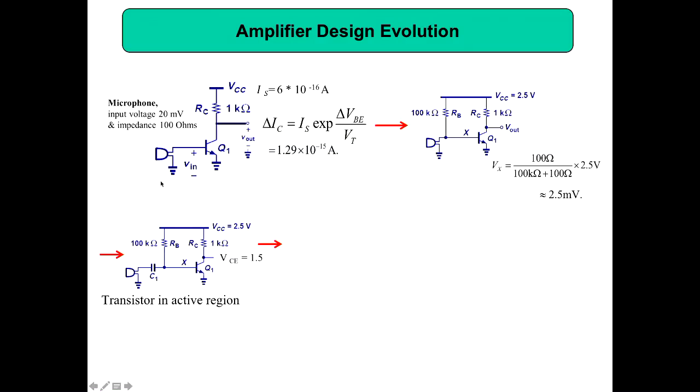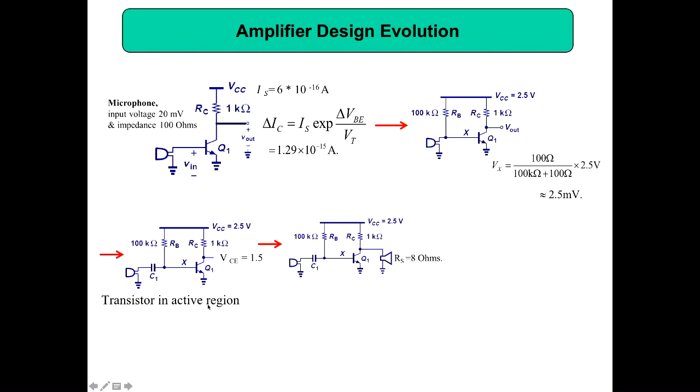Because in these two cases, the transistor is not in the active region, because here you don't have the forward bias, and here you don't have the forward bias. Without connecting the speaker, you got forward bias, but when you connect the speaker, you lose the forward bias. That's what you see, Vx equal to 2.5 millivolt. Then you got the transistor in the active region.